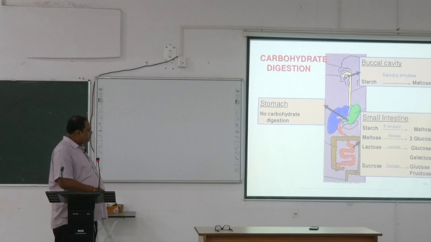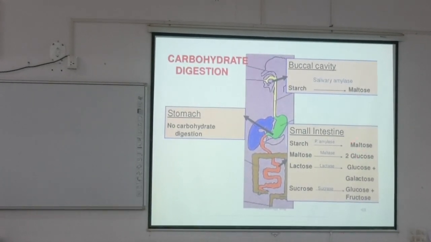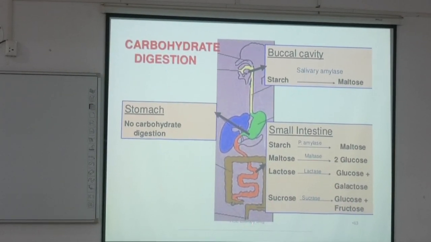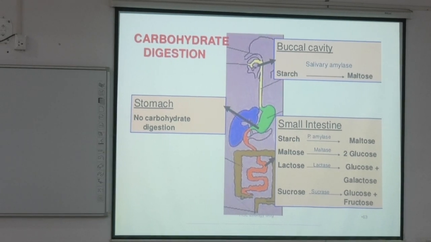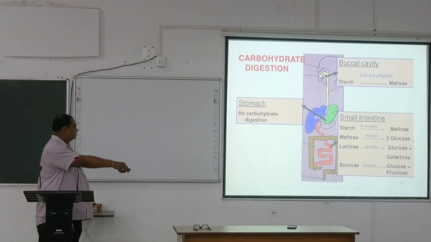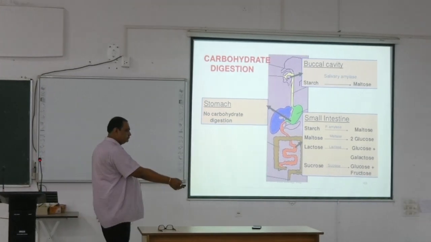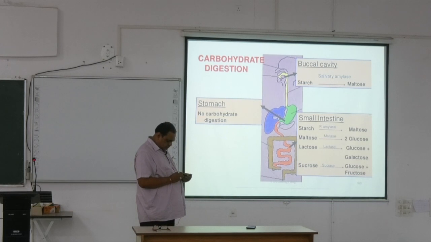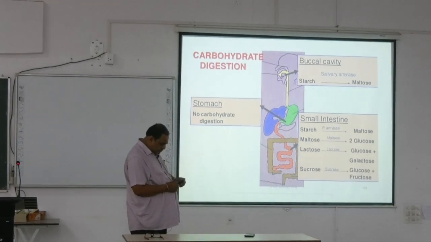These are broken down products: maltose is 2 molecules of glucose, lactose gives glucose and galactose. Good.